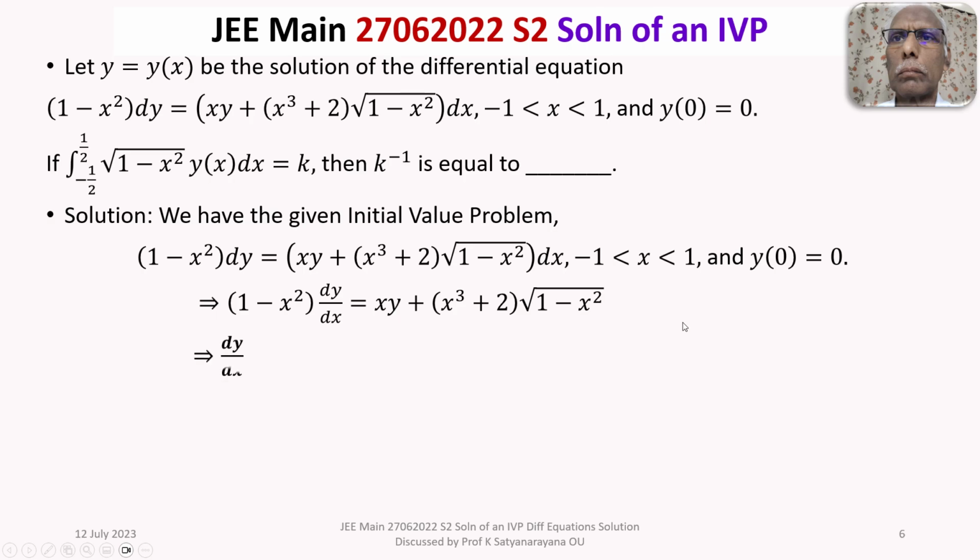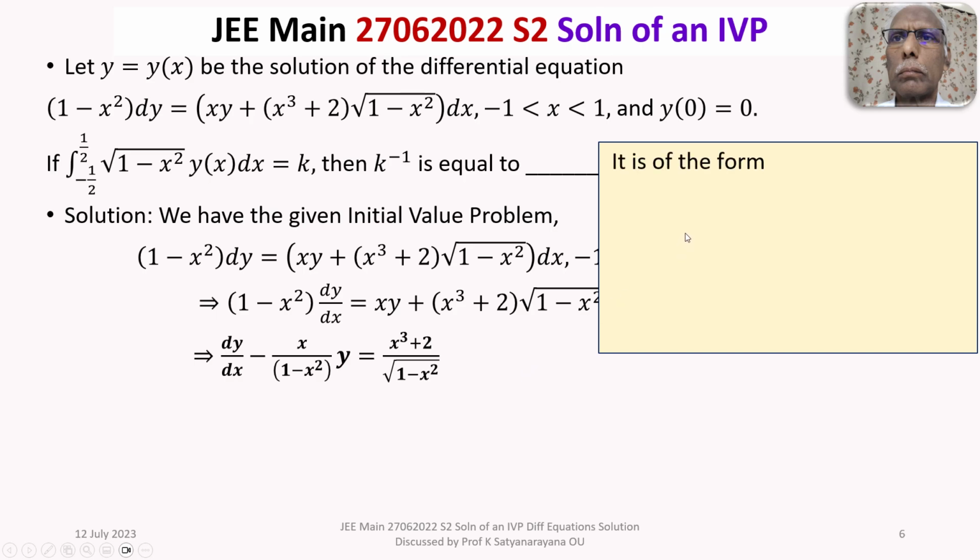Dividing throughout by 1 − x², we get dy/dx, with xy brought to the left-hand side, minus x/(1 − x²) times y, equal to (x³ + 2)/((1 − x²)√(1 − x²)). After cancellation, the root of 1 − x² sits down in the denominator. That is the differential equation. And how is this looking?